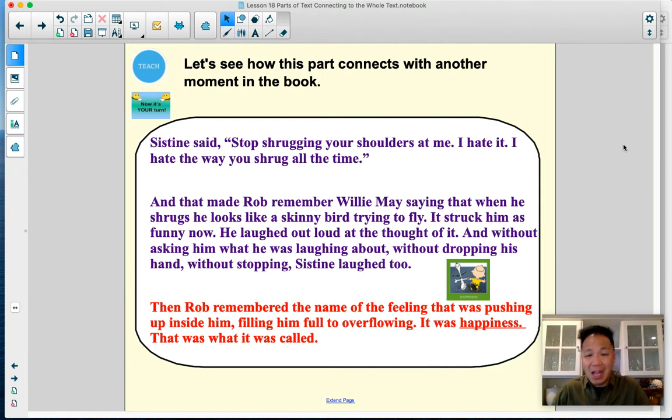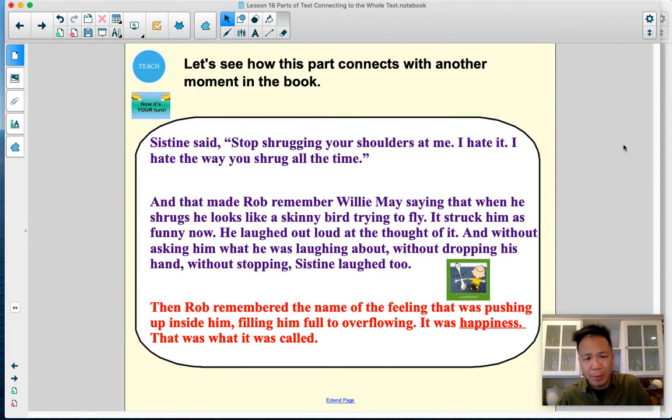He laughed out loud at the thought of it, and without asking him what he was laughing about, without dropping his hand, without stopping, Sistine laughed too. Then Rob remembered the name of the feeling that was pushing up inside him, filling him full to overflowing. It was happiness. That was what it was called.